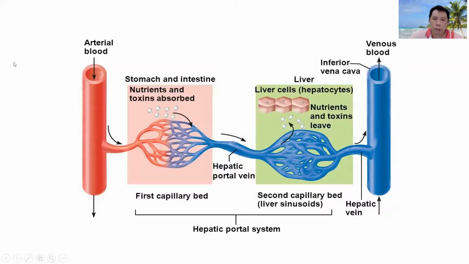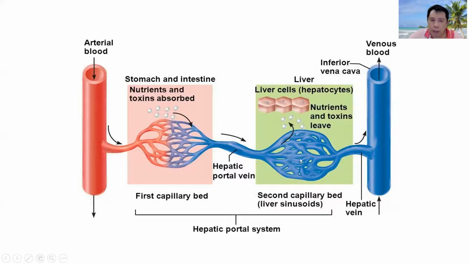So this is the schematic here for the blood flow. So the blood is the arterial. When it goes to the stomach, and then to the small intestine, the water-soluble nutrients, glucose, amino acids, and the water-soluble vitamins, vitamin B complex and C, are absorbed into the blood capillary, and then channeled to the hepatic portal vein to the liver.